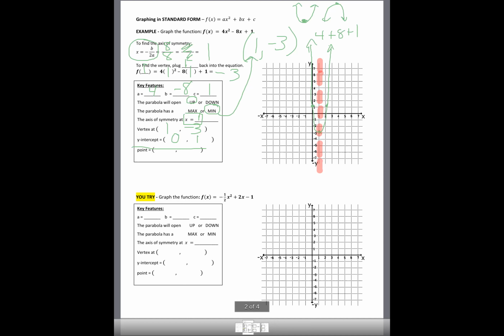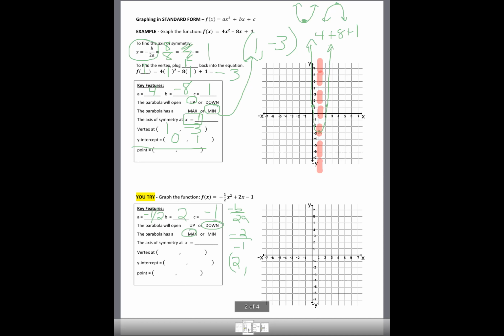Okay, let's see. So for the bottom one, A is negative 1/2, B is 2, C is negative 1. This parabola is going to open down because A is negative. So the parabola has a max. The axis of symmetry, I have to go ahead and find the vertex first. So negative b over 2a would get me negative 2 over negative 1. So that'd be a positive 2 comma something. So now take 2 and plug it back in.